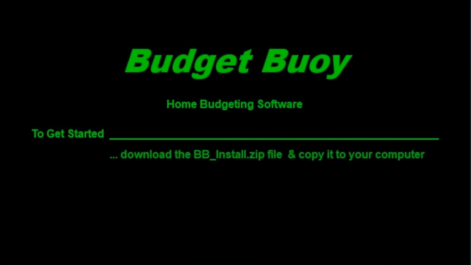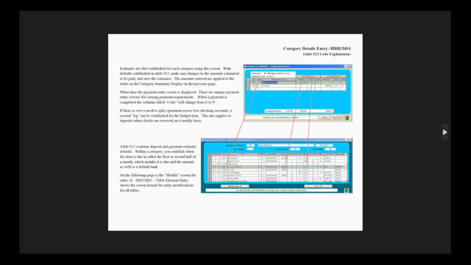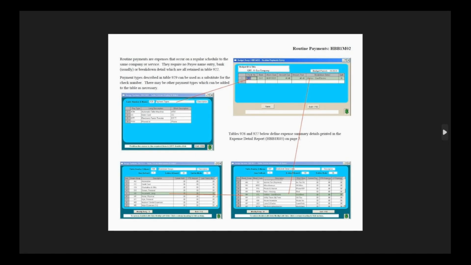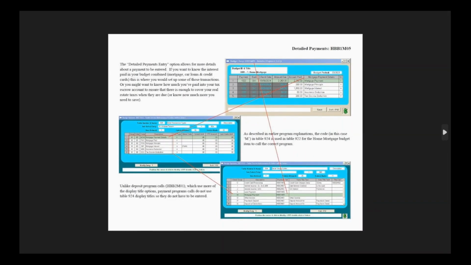If you'd like to give it a try, watch the install video and download the BB install zip file. After installation, the budget examples might be a good place to play around. Installation includes a PDF file named BB Graphics. It is a manual of sorts showing the program overview, relationships between screens and tables, and example reports. Some of the information is dated, but it is still basically the same.